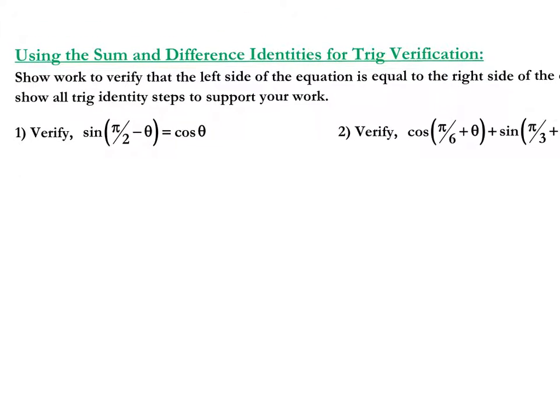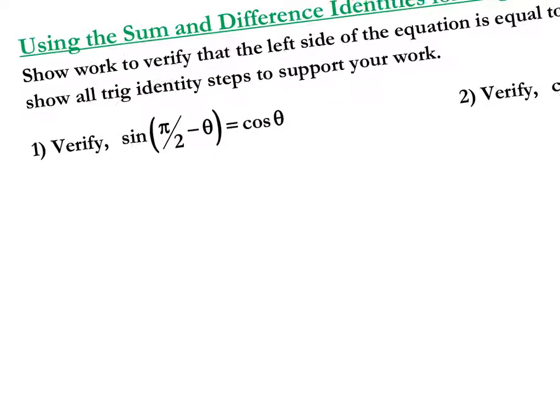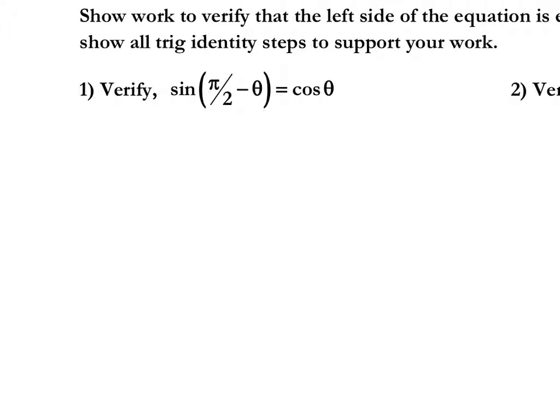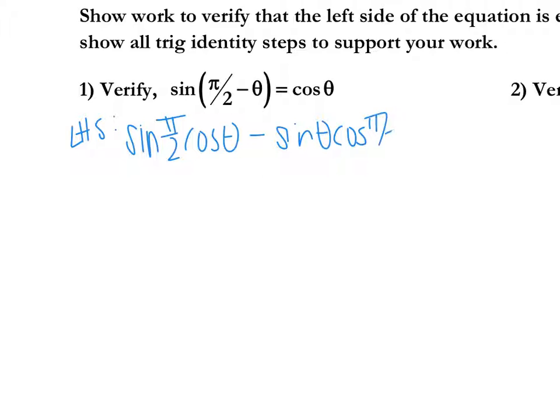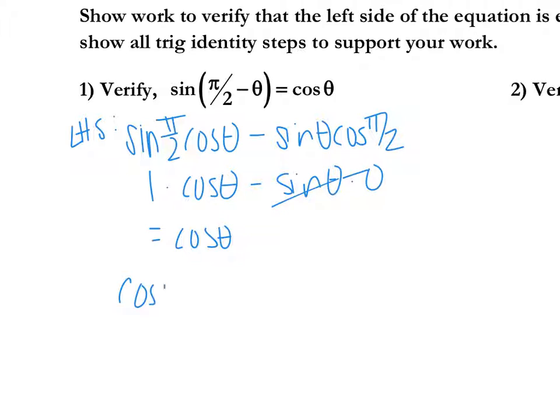So remember, with verification, we're working with the left side of the equation, and today we're going to use the sum and difference identities. So for example number 1, I know this is a co-function identity, but we're going to use sum and difference identities to expand this out. So apply the identity, same sign, okay, and then just evaluate. So sine of pi over 2 is 1 times cosine theta minus sine theta times 0. So that's just 0 this side. So that gives me cosine theta, which equals the right-hand side.